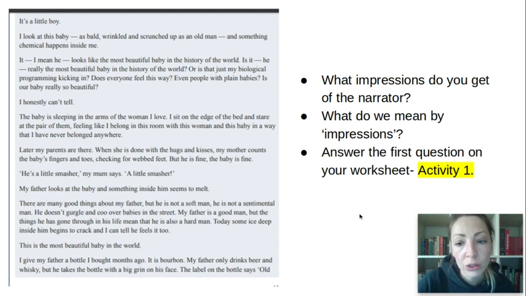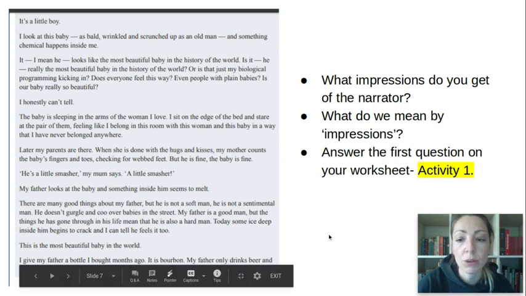Answer the first question on your worksheet, which is activity 1. So you bullet point 5 impressions that we get about him. Use your own words, please, and don't copy out chunks from the text. So pause the video and do activity 1, please.